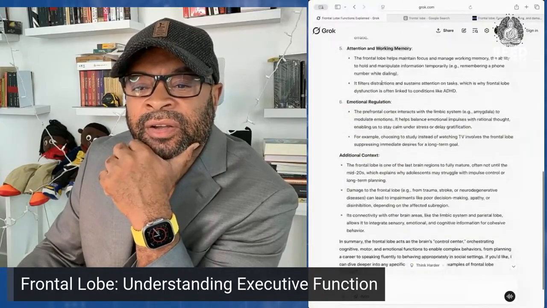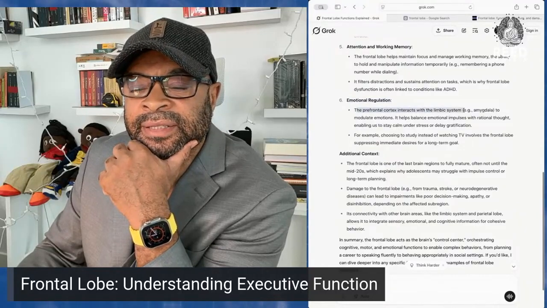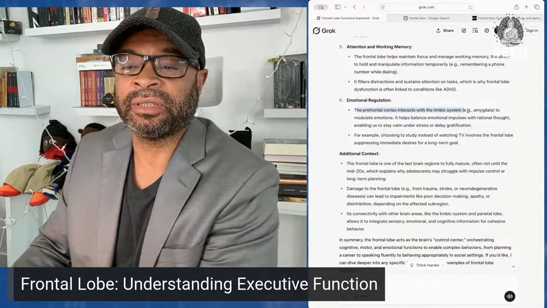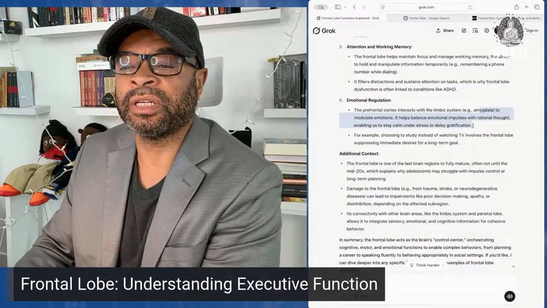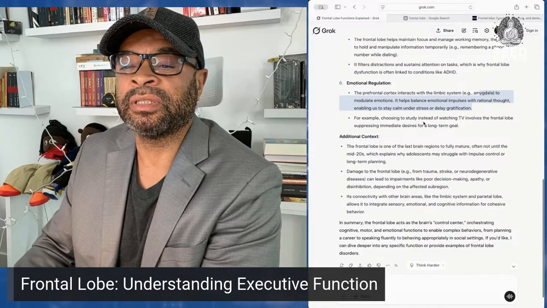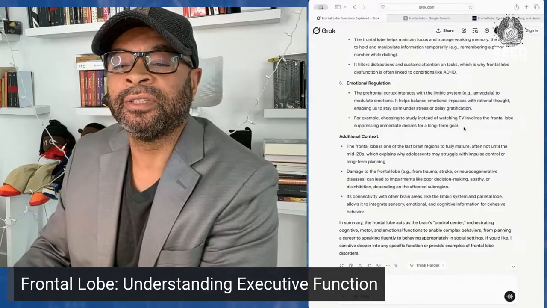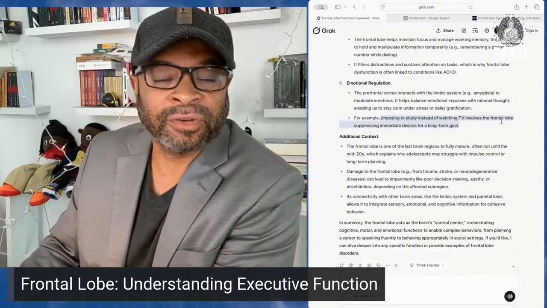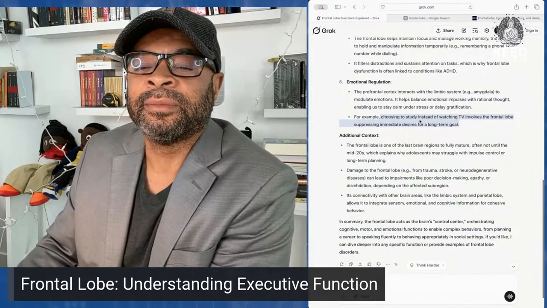So here, emotional regulation. The prefrontal cortex interacts with the limbic system to modulate emotions. It helps balance emotional impulses with rational thoughts, enabling us to stay calm under stress or delay gratification. For example, choosing to study instead of watching TV involves the frontal lobe suppressing immediate desires for long term goals. Amazing.